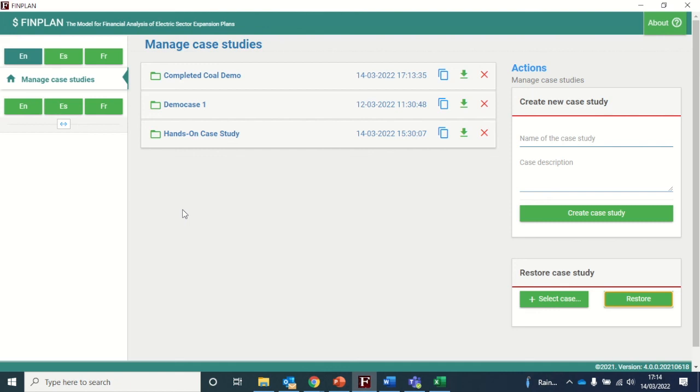In hands-on 6, we will look into a new case study, so we will look into a combined cycle gas turbine case study. And in hands-on 7, you will look at another case study which will include a nuclear power plant.